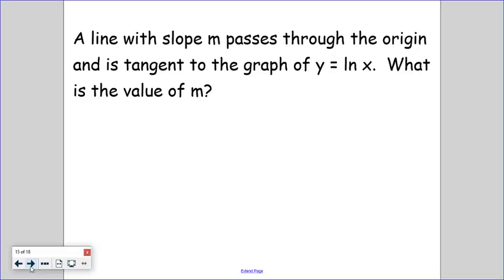Okay, this one is a little bit challenging and kind of a good way for us to talk about that. Sometimes there's not a direct path, and we just have to think about all the different things we know about things like slope. And this one talks about a line with a slope of m, passes through the origin, and is tangent to the graph of y equals natural log of x. What is the value of m?